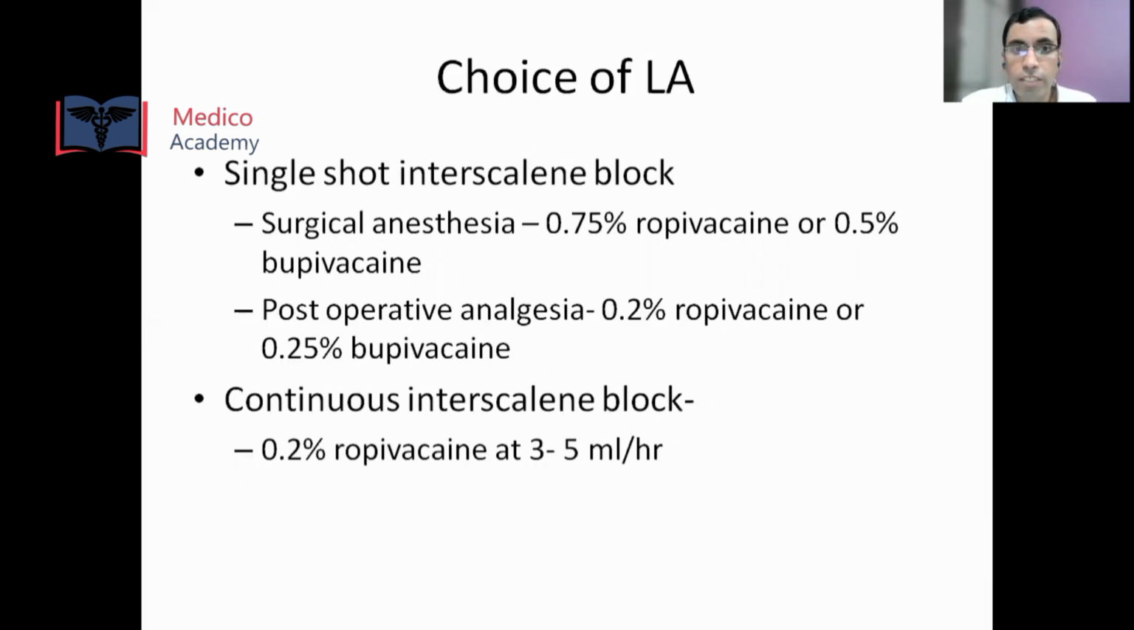Regarding the choice of local anesthetic for giving single shot interscalene block, for surgical anesthesia, 0.75% ropivacaine or 0.5% bupivacaine should be used, while for post-operative analgesia, either 0.2% ropivacaine or 0.125 to 0.25% bupivacaine can be used. For continuous interscalene brachial plexus block, 0.2% ropivacaine can be used at around 3 to 5 ml per hour for post-operative analgesia.